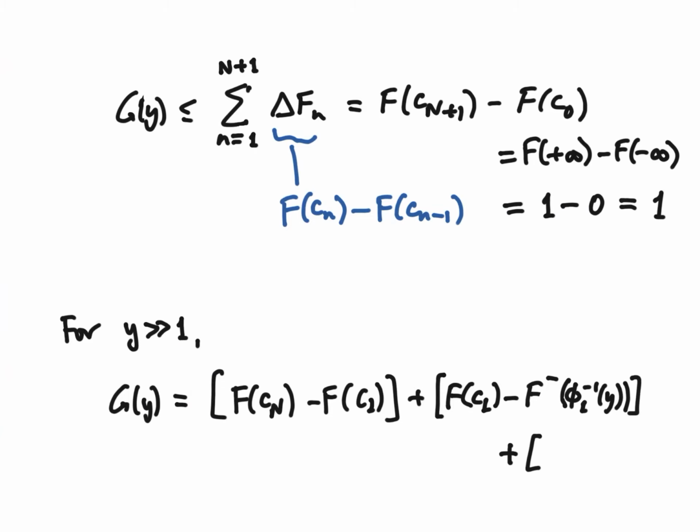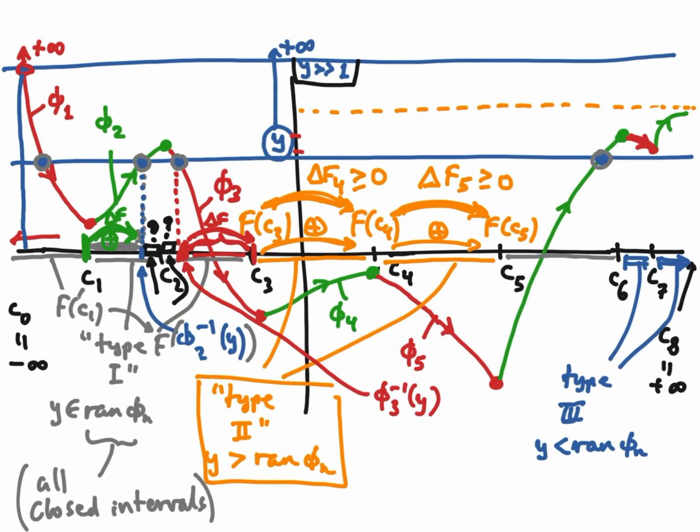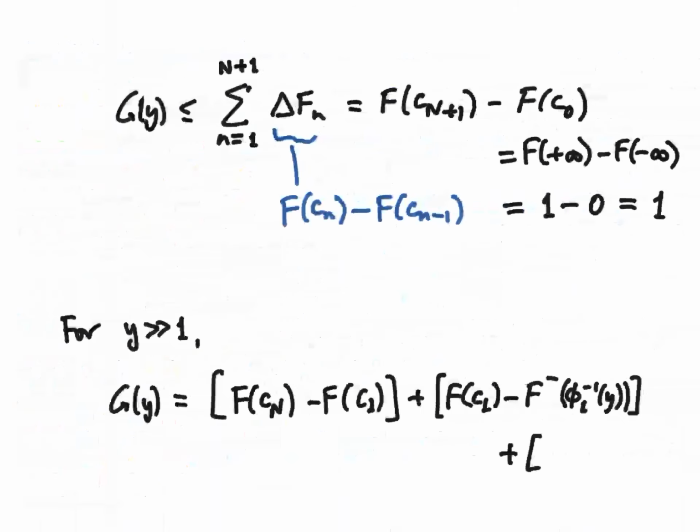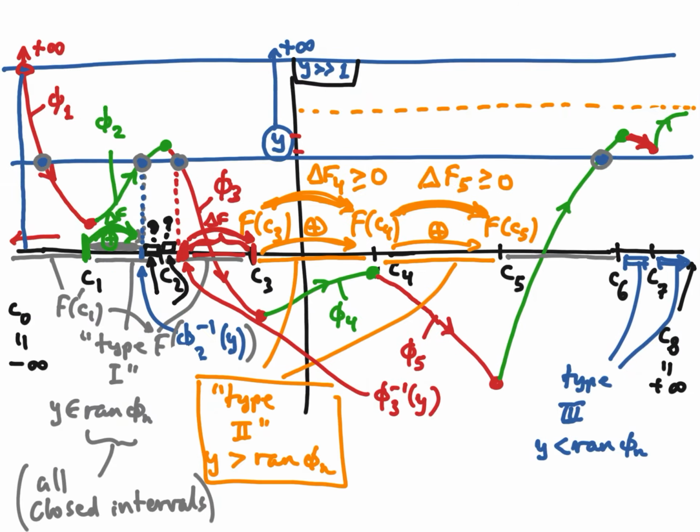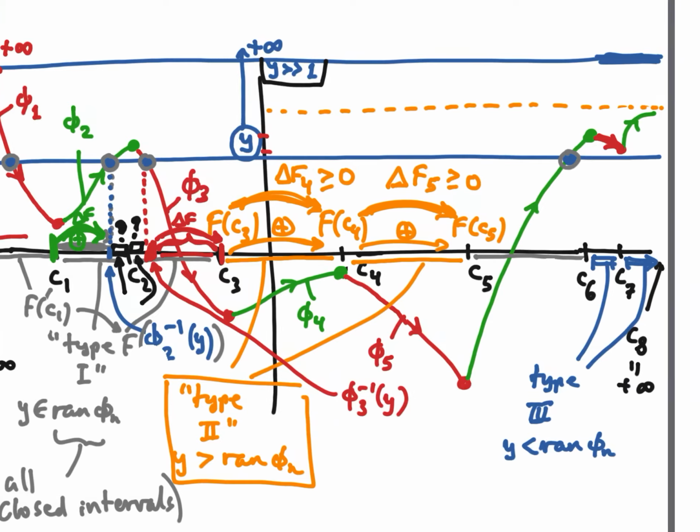And then there's also a term corresponding to the other end, the right-hand end. But because the right-hand end is now a type 1, that term is very simple. It's just going to be f of plus infinity, in other words, cn plus 1, minus f of cn. And that's only there because of that horizontal asymptote. On the right-hand end, because we have this horizontal asymptote, once y is large enough up here, that last interval from c7 to infinity is going to be of type 1. It doesn't have to happen, but it can.